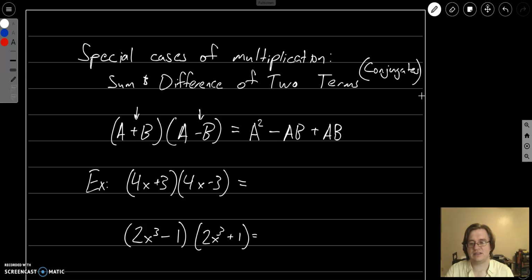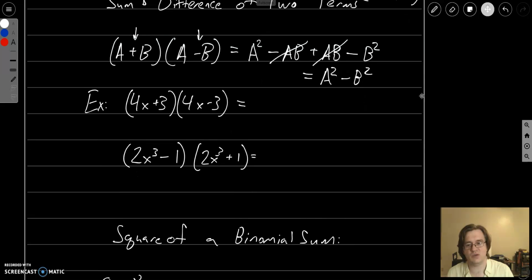And then the last 2 terms, b times negative b. So this is going to be minus b squared. But what you'll notice is that the inner 2 terms cancel. So altogether, this is just a squared minus b squared. So when we're multiplying the sum and difference of 2 terms, there's a very simple formula. And you can either multiply it all out by hand, or you can remember the formula, whichever way works for you.